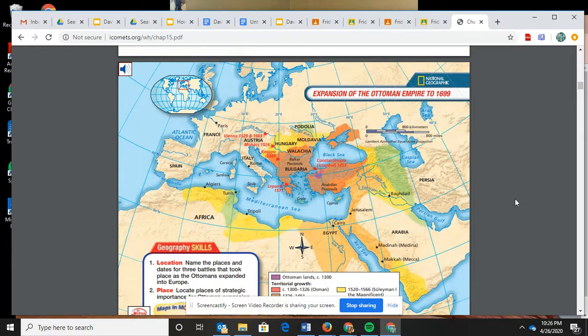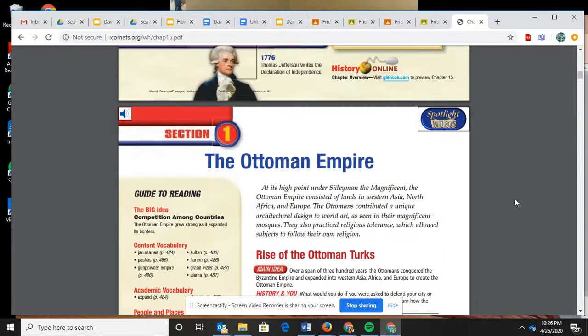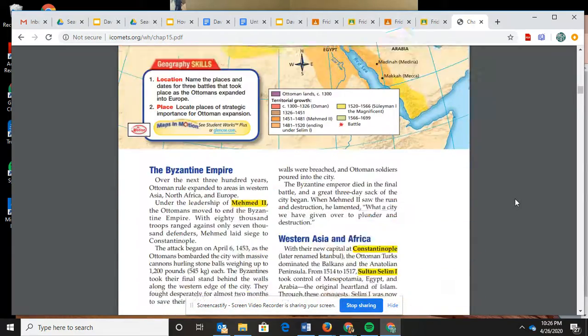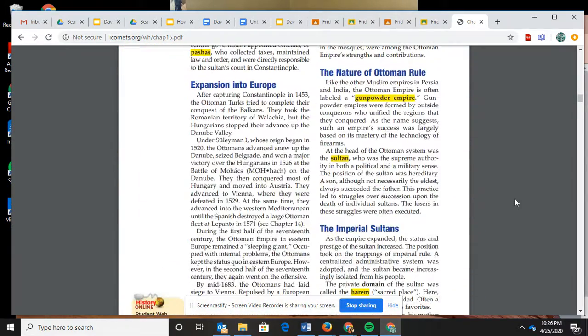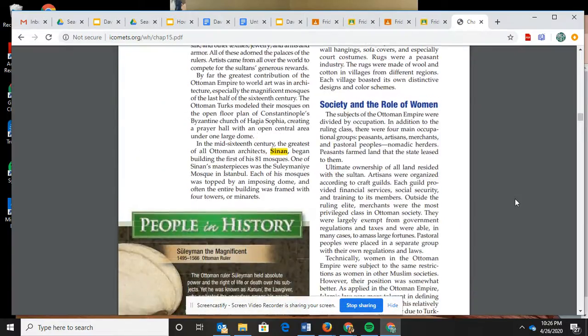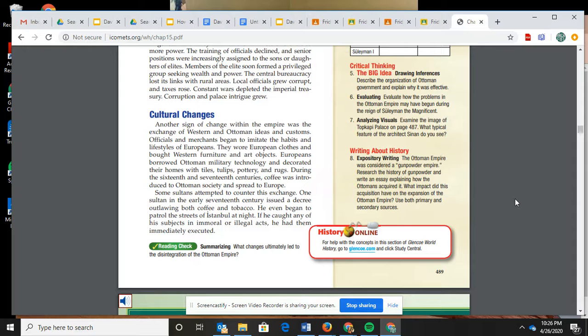All right, so let's go up here and read about the Ottomans. It starts on page 484. So let's go from 484 to 489, so about 5 pages. Take about 7 minutes or so, and just read about the Ottomans here.